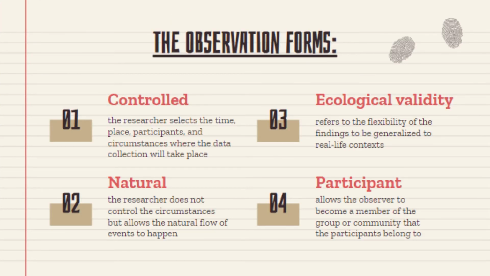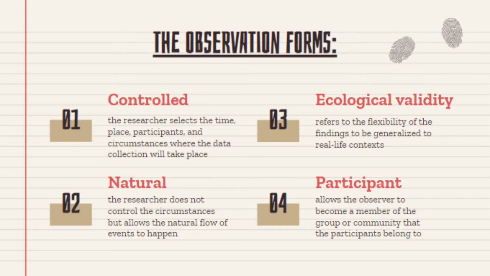An observation may take different forms. First is controlled observation. It is typically used in experimental research. The researcher selects the time, the place, the participants, and the circumstances where the data collection will take place. This selection is usually done under a standard procedure. In this type of observation, the observer takes a non-participant role because he or she does not interact with the participants. And the procedure can be replicated and the data are easier to analyze. Lastly, this observation method is considered easier to implement due to its highly structured nature.